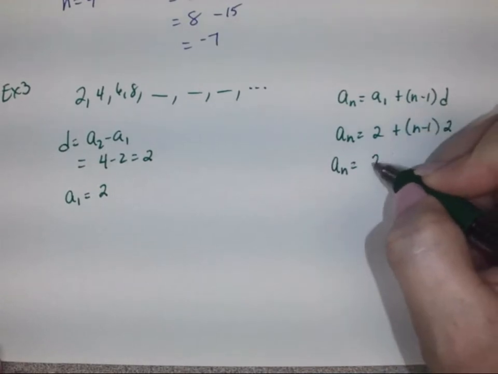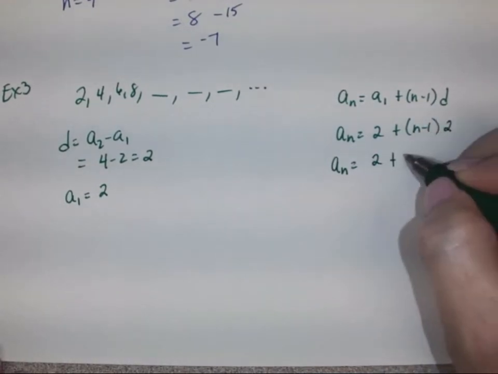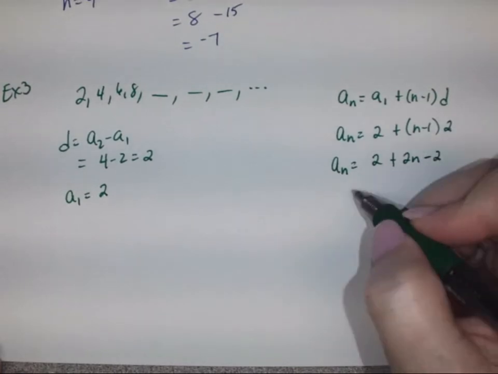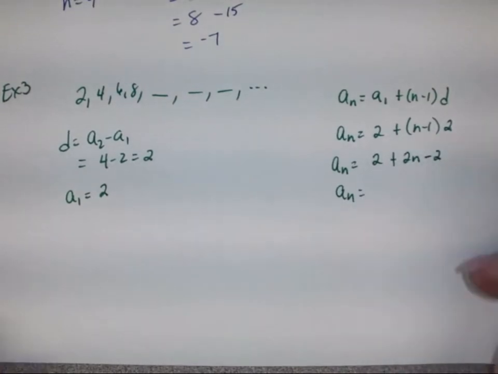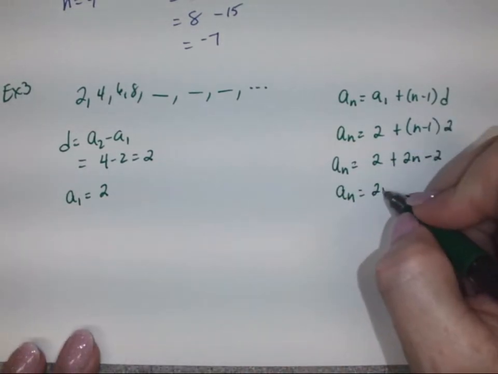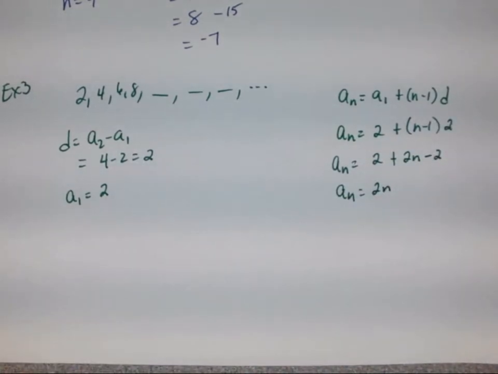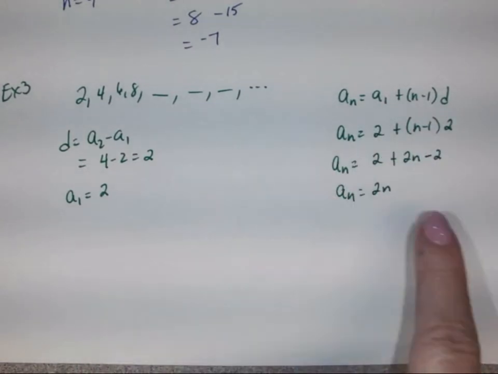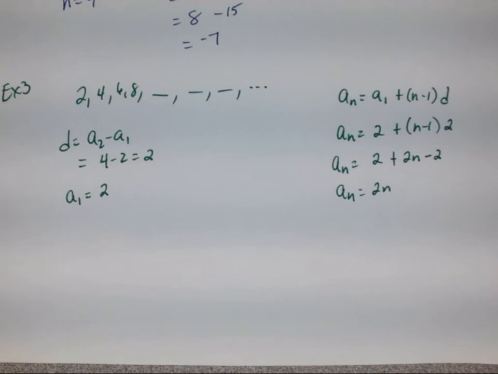So a sub n would be 2. 2 times n would be 2n. 2 times negative 1 is negative 2. So a sub n, well, the 2 and negative 2 would cancel, would actually end up being 2n. Now, if you're doing something for me like on a test, you don't need to simplify it. But in case they ask you to, that's all you're going to do is multiply and combine like terms.